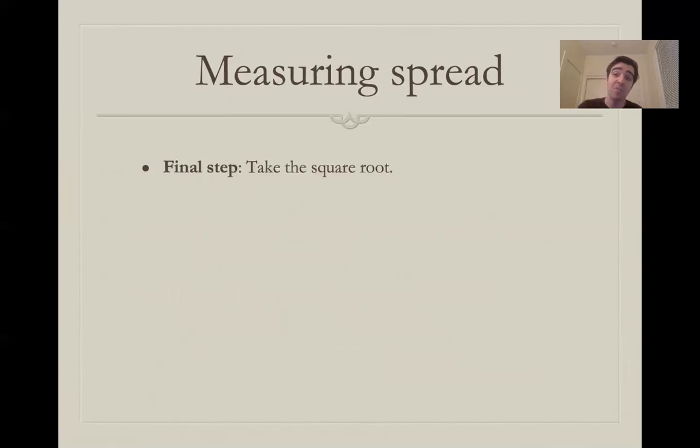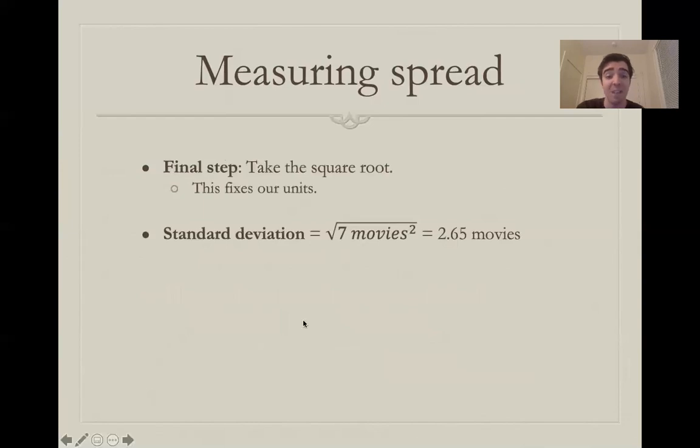So the final step, we're going to take the square root of that number. This is going to fix our units. We had 7 movies squared for our variance. We just need to take the square root, and that gets us 2.65 movies as our standard deviation. You could think of this as the average number of movies away from the mean that each of your friends falls. On average, your friends are 2.65 movies away from the mean. It's kind of an average measure of how far your data points are from the mean.